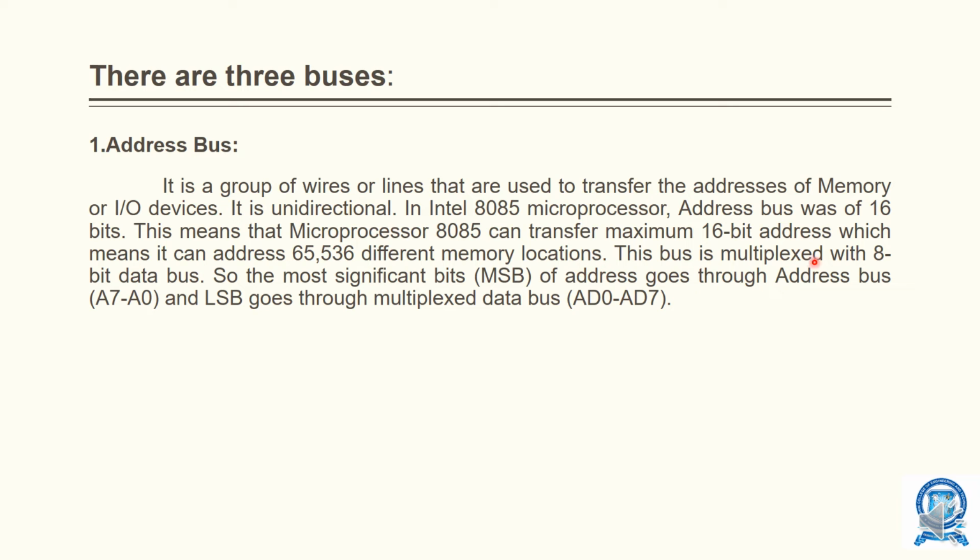This bus is multiplexed with the 8-bit data bus. So the most significant byte of the address goes to the address bus A15 to A8, and the least significant byte goes to the multiplexed data bus AD0 to AD7.